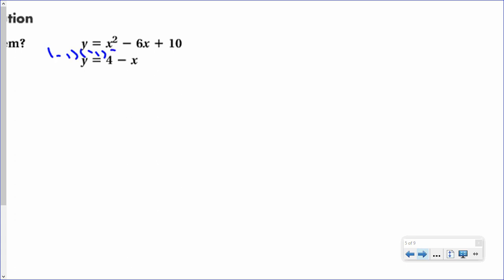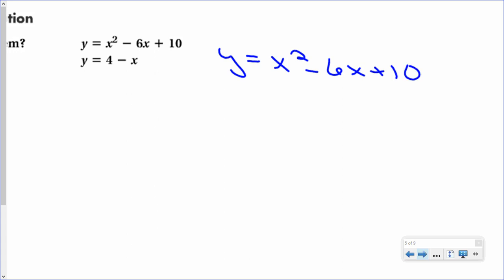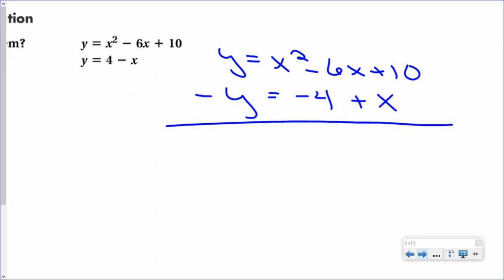I'm really cramped for space there. Multiply each one by -1. Yeah, I'm going to have to just take that away. Top equation stays the same, giving you y equals x squared minus 6x plus 10. The bottom equation, you're multiplying every term by -1, so it'd be -y equals -4 plus x. The y's eliminate because one's a positive and the other is a negative, so put 0 equals.